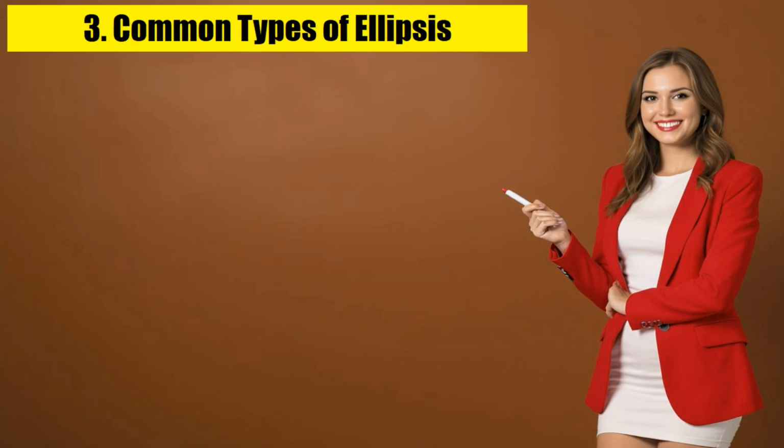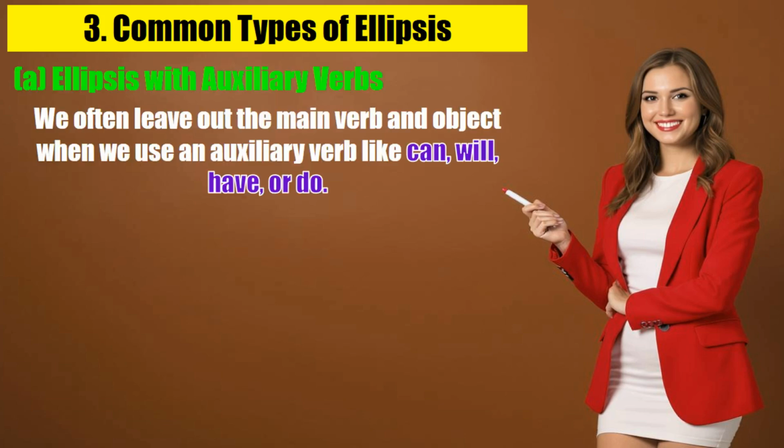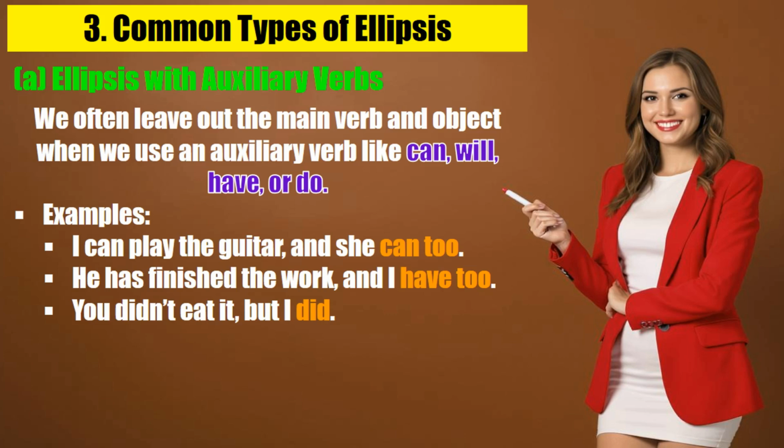3. Common types of ellipsis. Let's look at some of the most common kinds of ellipsis you'll find in English. A. Ellipsis with auxiliary verbs. We often leave out the main verb and object when we use an auxiliary verb like can, will, have, or do. Examples: I can play the guitar, and she can too.